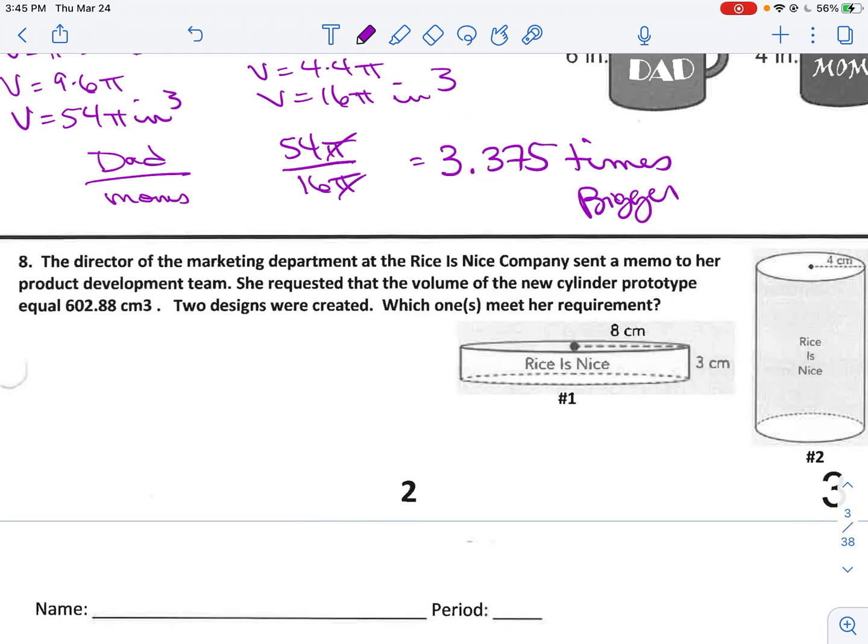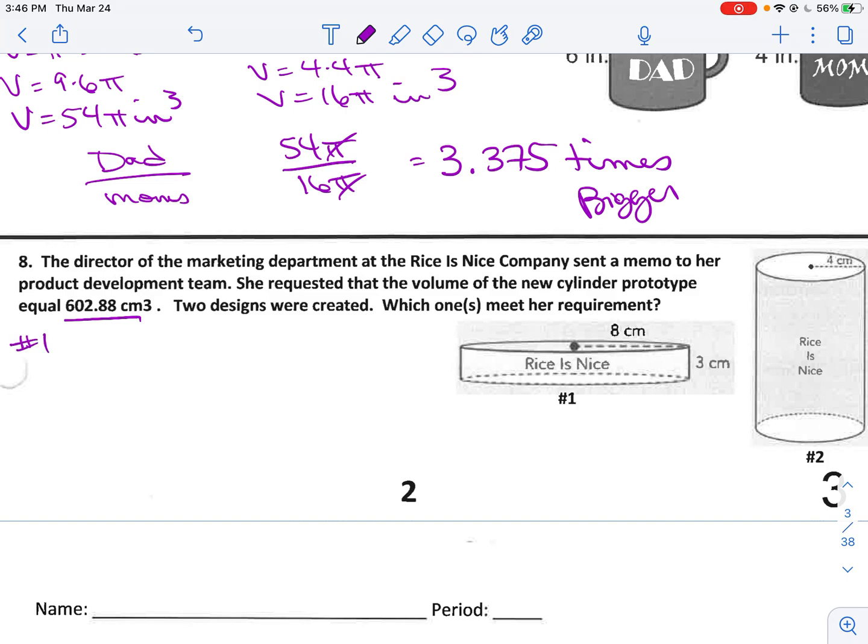Now, the Director of Marketing Department at the Rice is Nice Company sent a memo to her product development team to request that the volume of the new cylinder prototype equal this amount. 2 designs were created. Which one meets her requirements? So we have to decide. So we're going to do number 1 over here.